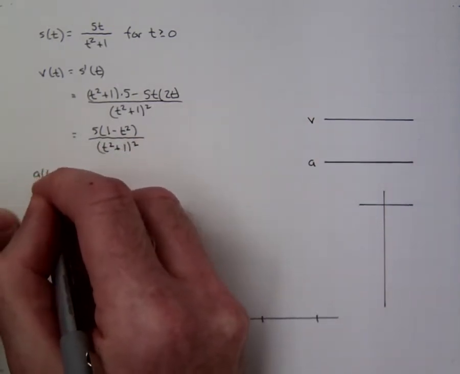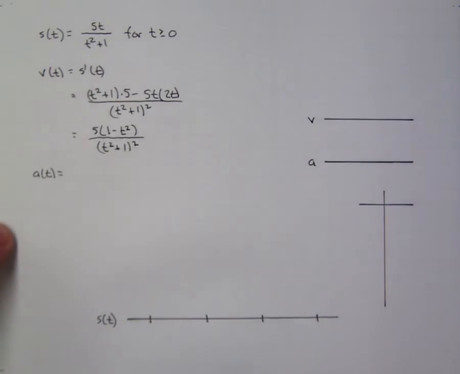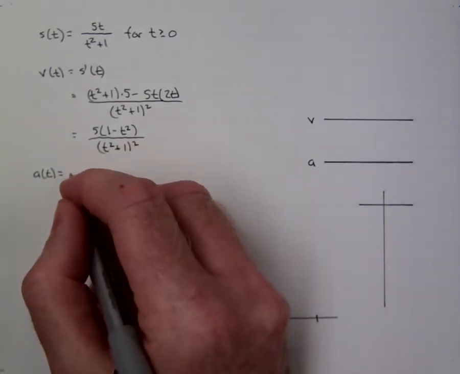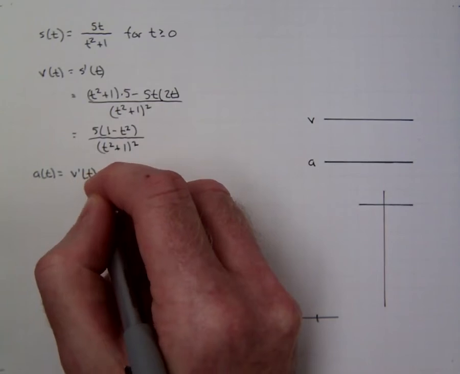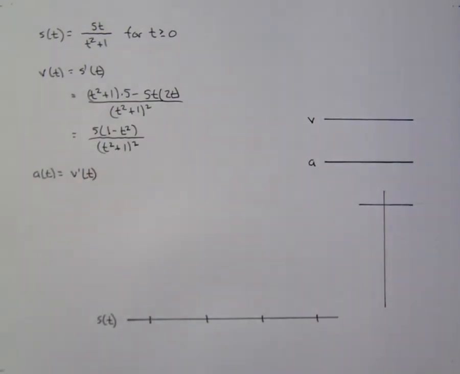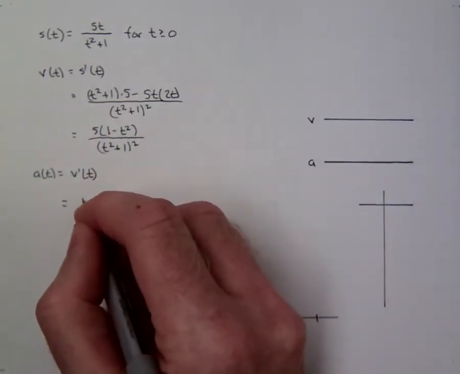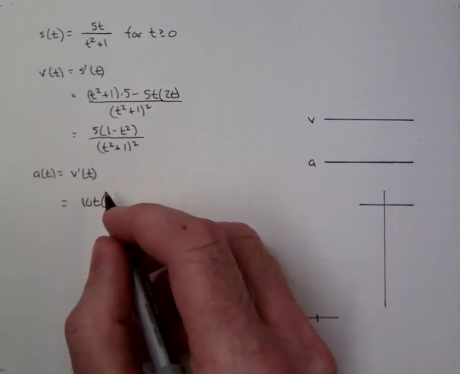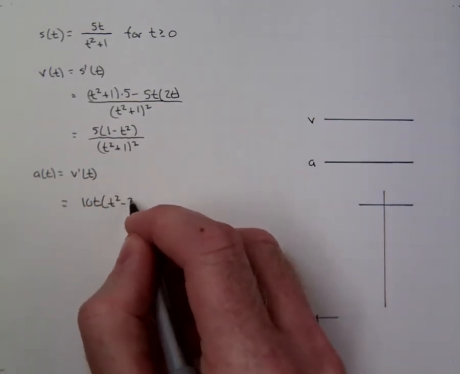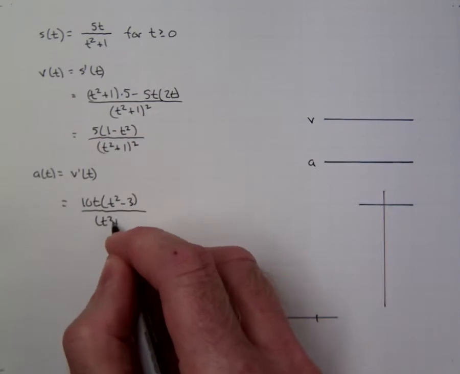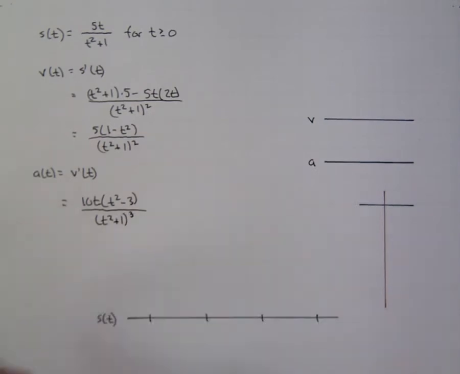We then want the acceleration function, which is going to be the derivative of the velocity function, and for the sake of brevity in the podcast, I won't show the work, but this turns out to be 10t(t² - 3) all over (t² + 1) cubed. It would be good for those of you who have the time to verify that.